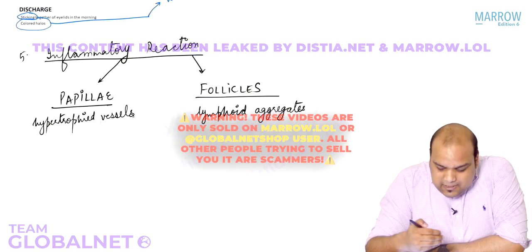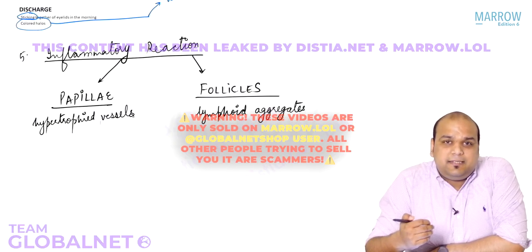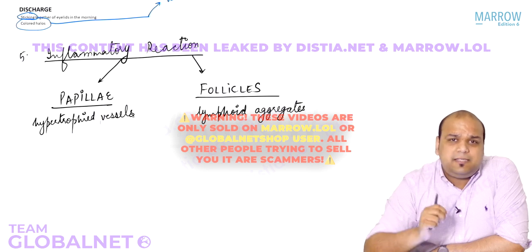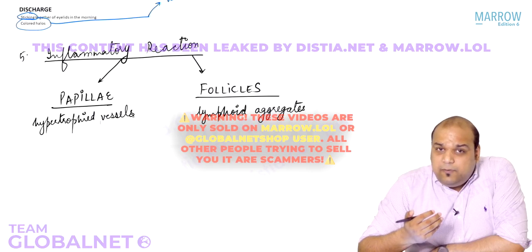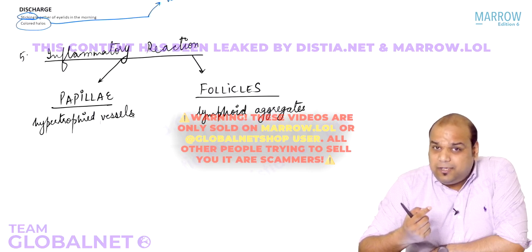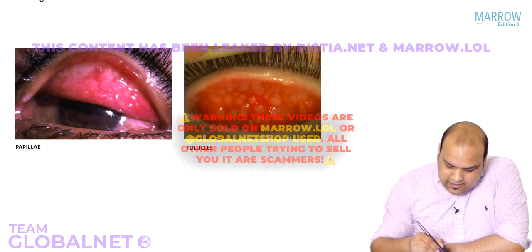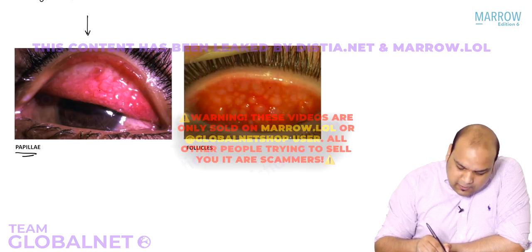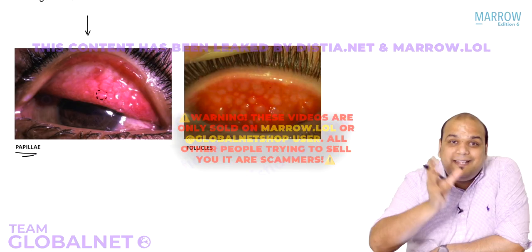Now, based on this simple explanation of what a papilla and follicle is, can you visualize what kind of image you will see? If it is a hypertrophied vessel, everybody, papilla, that means you will be able to see elevations of what color, everybody? Vessels, red color. Yes? So let's see the photographs. Let's see the photograph, everybody. What is this? This is a papilla. You are able to see a lot of small elevations, but all those are red in color.